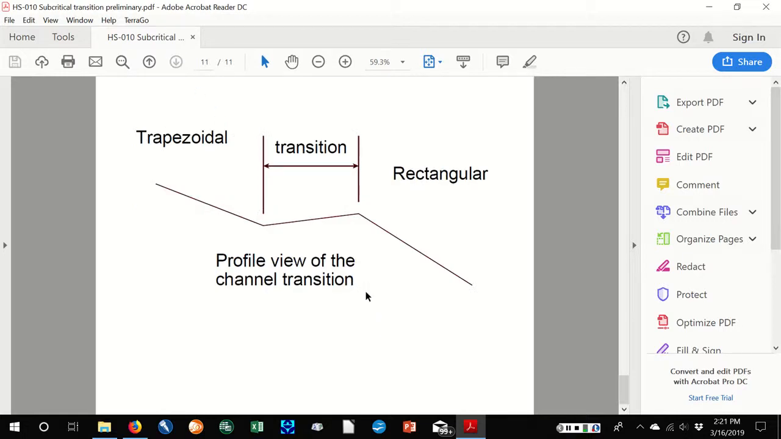You'll notice for this particular example, the transition has a smooth vertical step upward. If we were actually constructing these channels along with the transition, this is a sketch of what the bottom profile would look like. This is the last slide in this presentation.